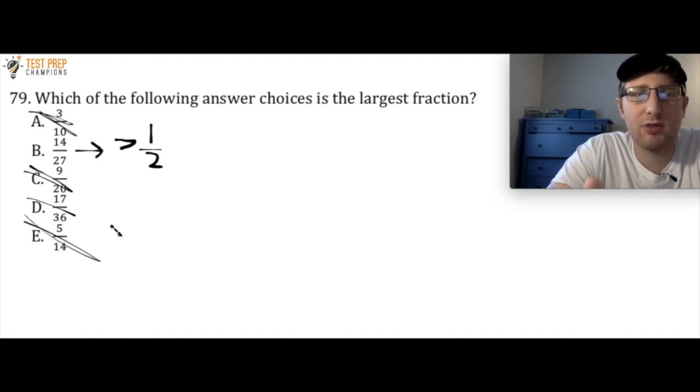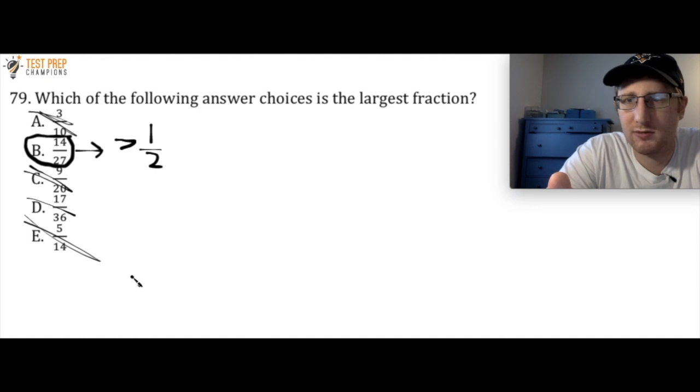So just by going down through all these and looking at 14 over 27, we don't know exactly what number it is without using a calculator, but we realize that it's going to be some number that's greater than half, while the others are going to be less than half. That could be a quick way to find B as the answer.